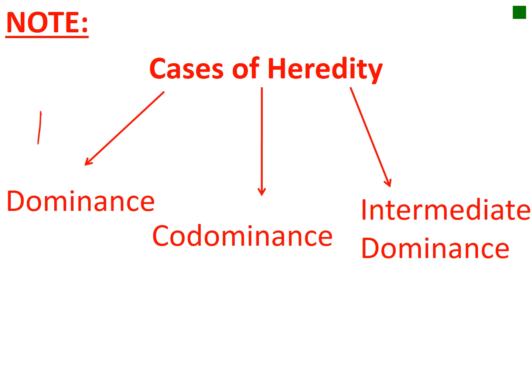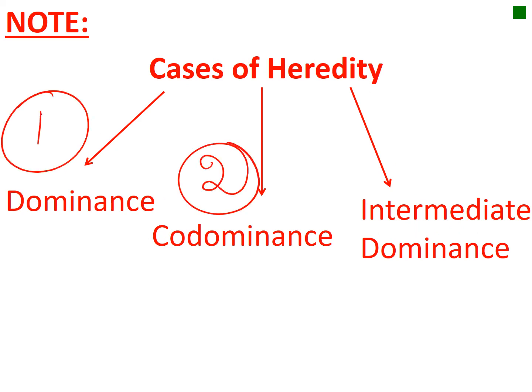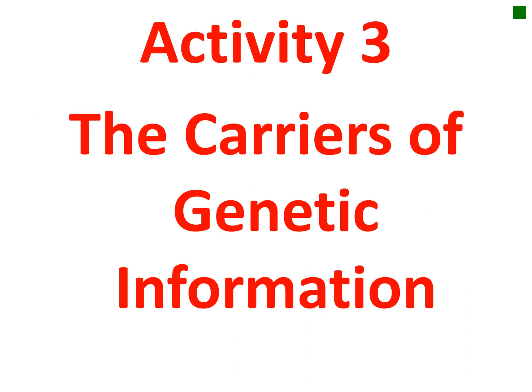Cases of heredity: number 1, complete dominance, where one allele dominates; number 2, co-dominance, where both alleles are dominant and co-expressed; number 3, intermediate dominance, where there is an intermediate color, called incomplete dominance.